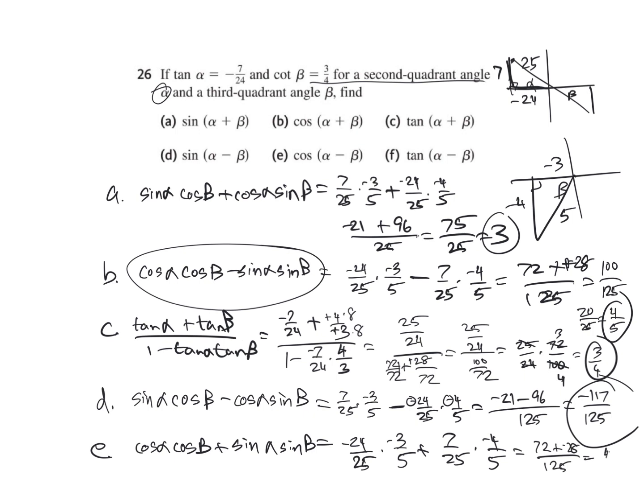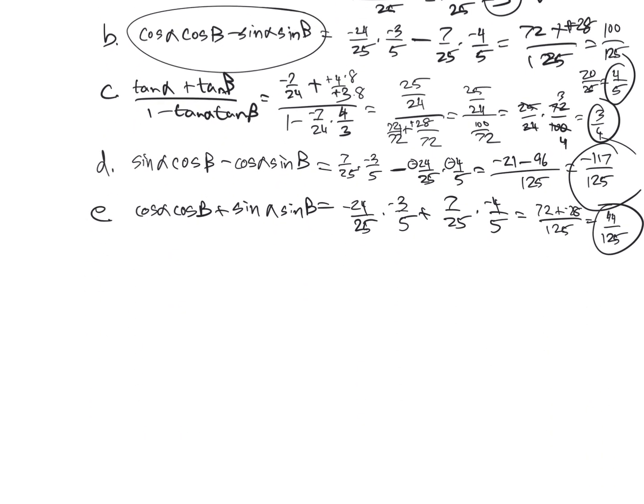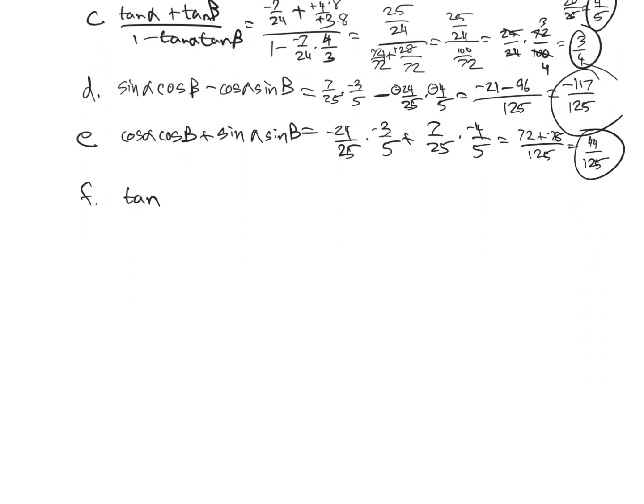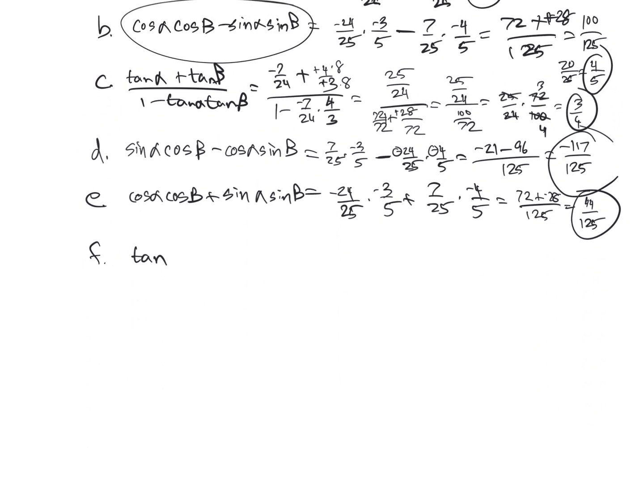So 44 over 125. Then F is the tangent of alpha minus beta. So use your tangent subtraction formula: tangent of alpha minus tangent of beta over 1 plus tangent alpha tangent beta.